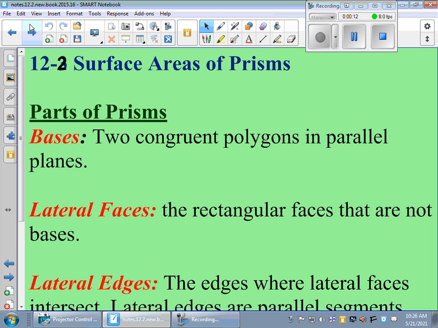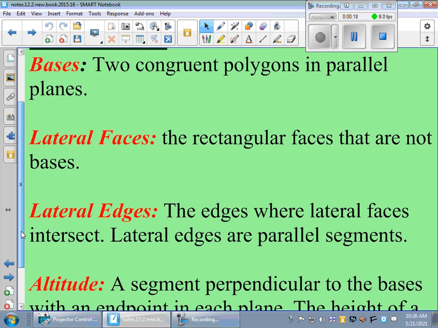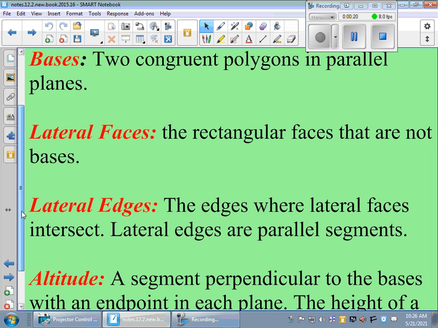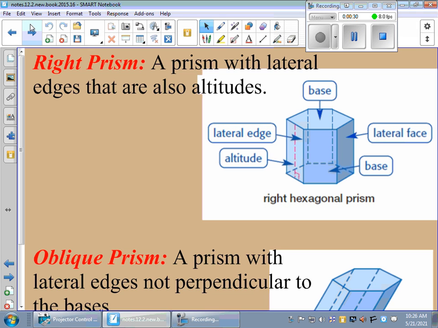Taking a look at some definition things. Base: two congruent polygons in parallel planes. Lateral faces are rectangular faces that are not bases. Lateral edges are edges where lateral faces intersect. And they have what's called the altitude, which they really use as a height. It's the perpendicular segment that connects the two bases.